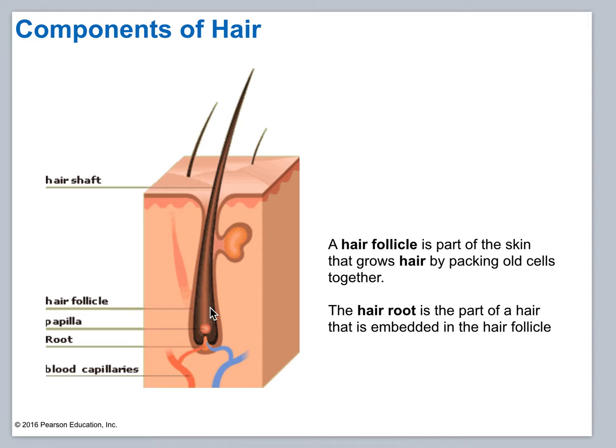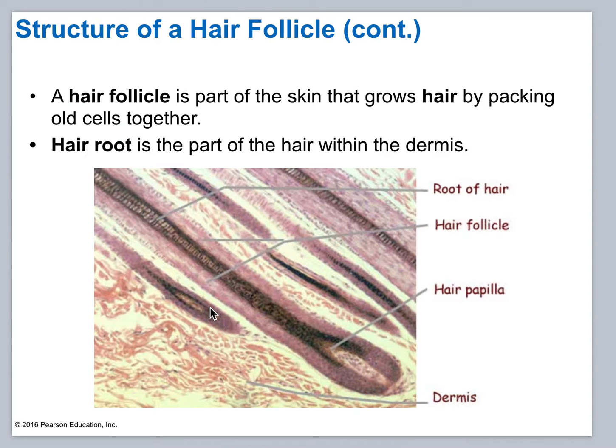The hair follicle grows the hair by packing old cells together, compressing its keratinocytes together to form the hair. That's done by the hair follicle. Hair follicle is part of the skin that grows hair by packing old cells together. Hair root is a part of the hair within the dermis, or the part of the hair below the skin.